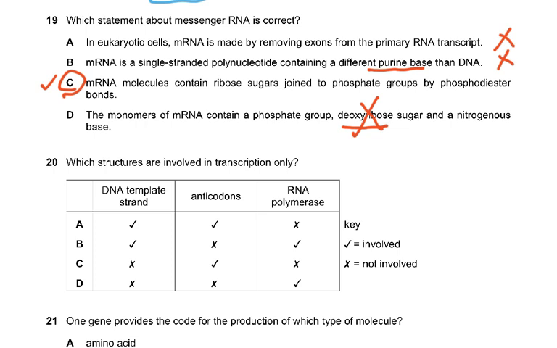So this was wrong. Which structures are involved in transcription only? DNA template strand, anticodons, RNA polymerase. It was a very basic question, nothing to be very ambiguous about. There are no anticodons. So DNA template strand and RNA polymerase are needed. So the answer is B.